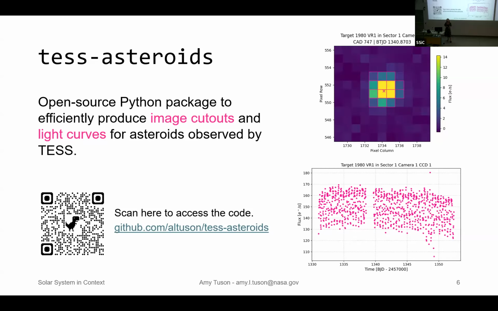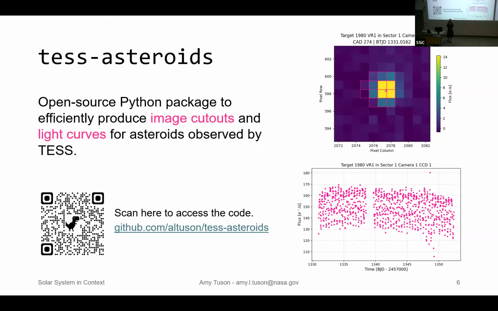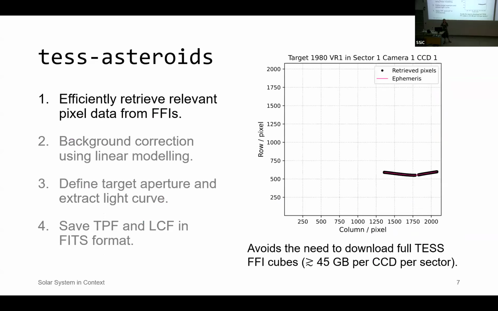You can see in the top right an animation. This shows the image cutout centered on asteroid 1980 VR1 as it moves across a TESS CCD. And in the lower right, we have the target's light curve. I'm going to give a brief description about how this works and how we get these data products. But if you're interested, I encourage you to check out the code and also feel free to talk to me about it. The first step of this process is to retrieve the relevant pixel data.